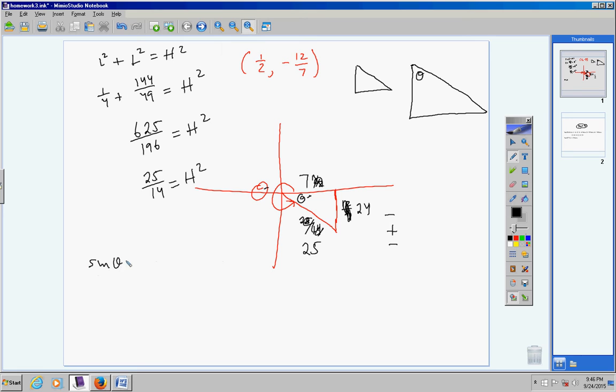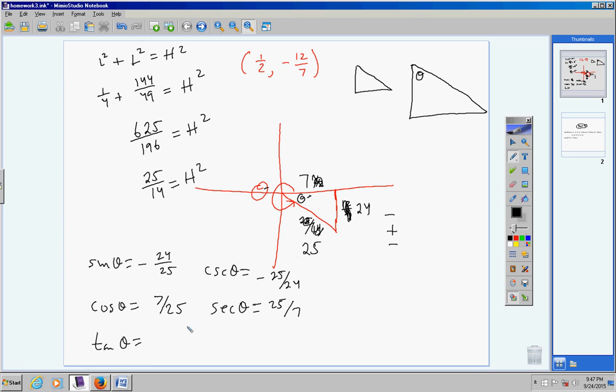Sine of theta equals negative, because it's negative, opposite over hypotenuse, 24 over 25. The inverse of that, cosecant of theta, equals negative 25 over 24. Cosine of theta would be positive because we have a positive sign here. Cosine would be adjacent over hypotenuse, so the inverse, secant, would be 25 over 7. The tangent of theta would be opposite over adjacent, 24 over 7.